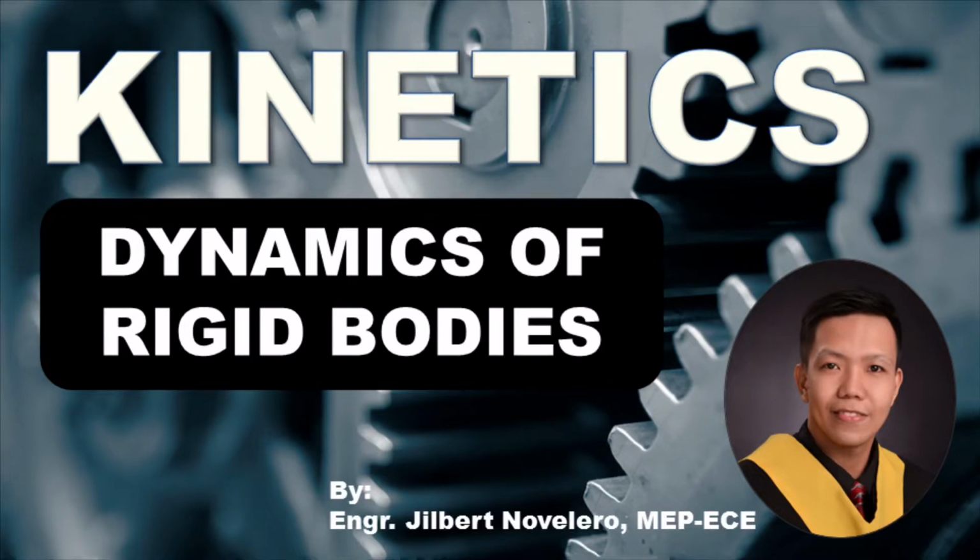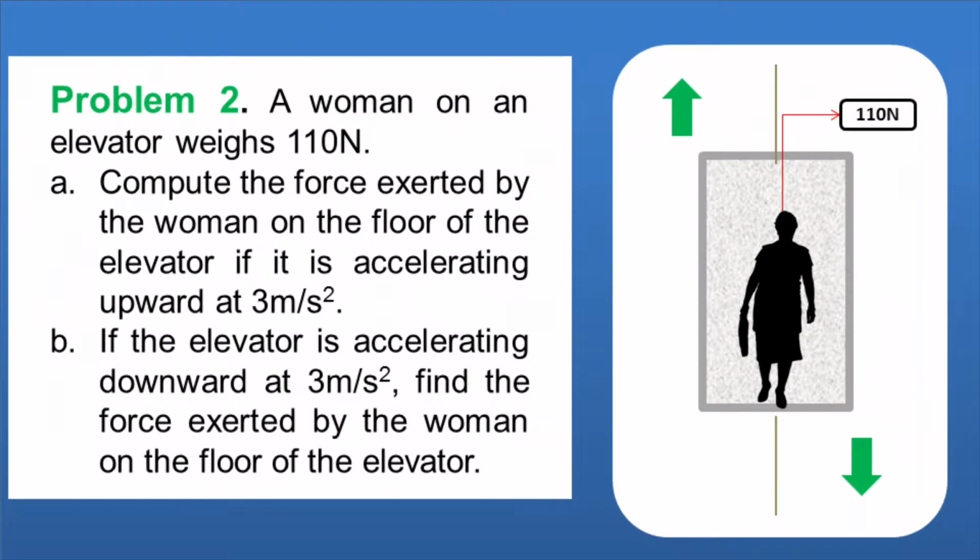Welcome back mga kabulero, at ito ang continuation ng ating discussion sa pagsusolve ng mga kinetic problems. This is problem number 2 and the problem says a woman on an elevator weighs 110 newtons. So compute for the force exerted by the woman on the floor of the elevator if it's accelerating upward at 3 meters per second squared.